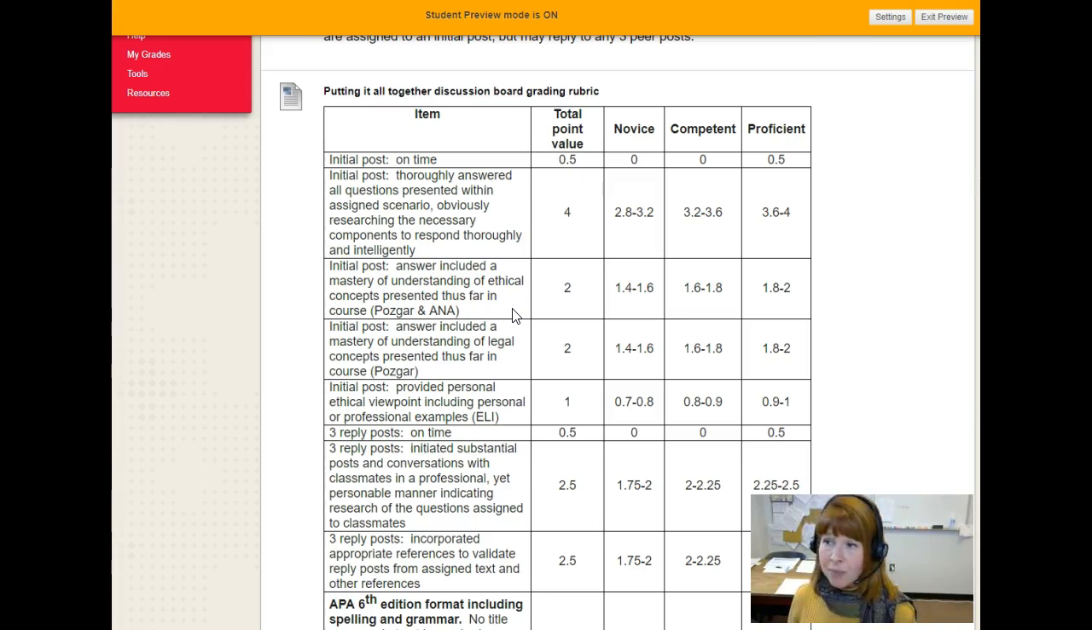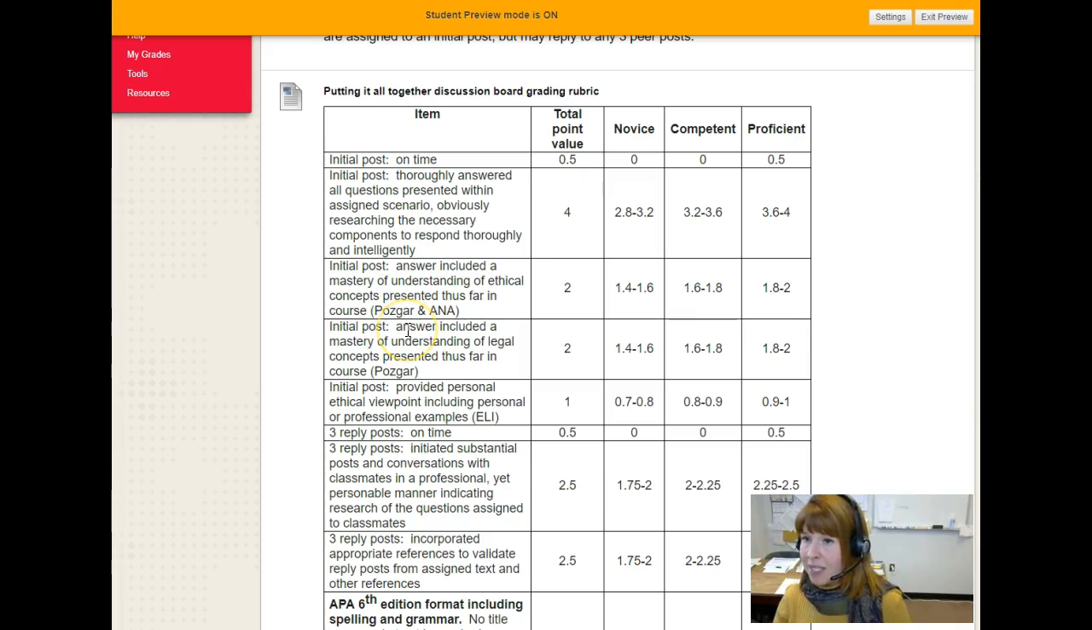Those 2 things need to be included in your initial post, and you'll see based on the questions that are being asked of you where that ties in. And again, you want to weave those concepts right into your answers to those questions. Basically, that shows that you understand how the current ethical dilemma that's being discussed in the scenario really ties in with the key concepts from your textbook and the Code of Ethics. Worth 2 points, 2 out of 15 points. It's important. Don't miss that.